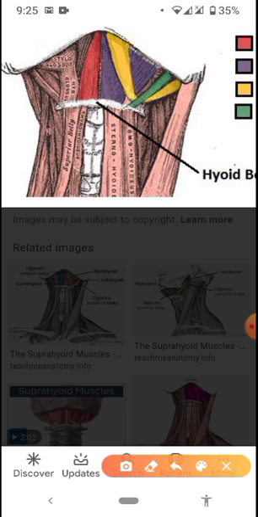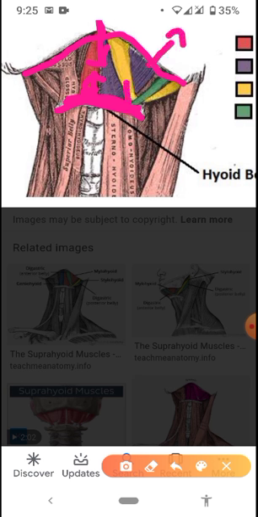Now, the function of these muscles, what do you think? If it is coming from this portion and inserting into this, what will this muscle do? Obviously, if this portion is fixed, then it will elevate the hyoid bone. And if the hyoid is fixed, then it will depress the mandible. So there are two actions: one is the depression of the mandible, and the other is the elevation of the hyoid bone. These two functions are of all these muscles collectively.